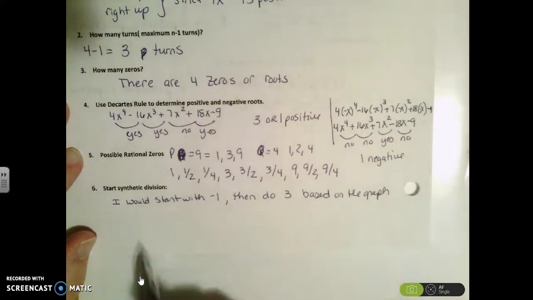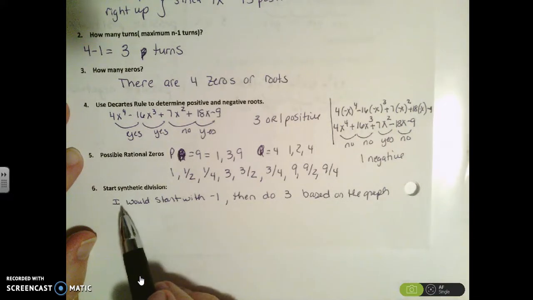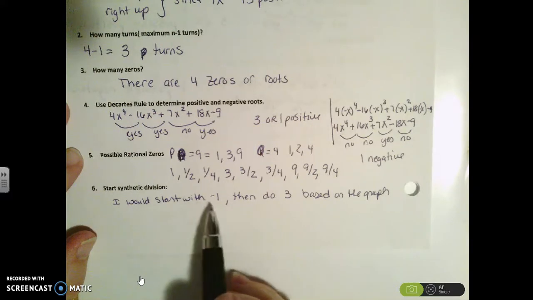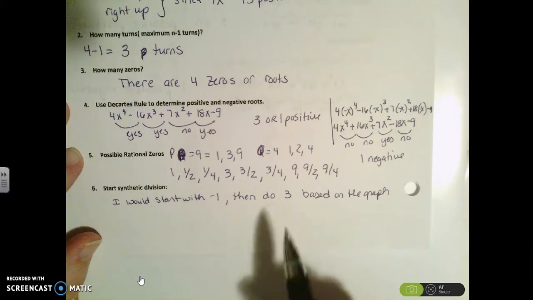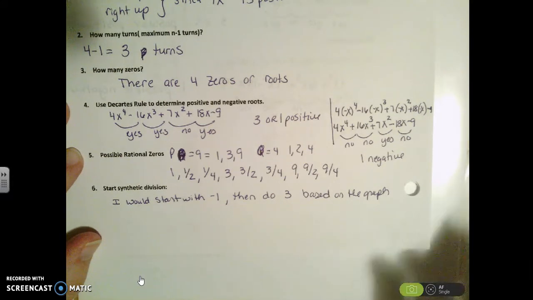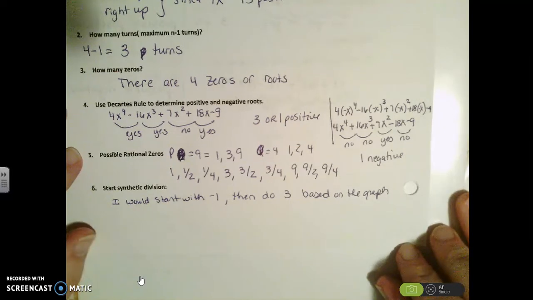So since I need to start synthetic division now, I would probably start with -1 and do synthetic division. And then I would do synthetic division with 3 based on the information that I have. And at that point in time, I should now have a quadratic and I can figure out what to do next. Hope this helps.